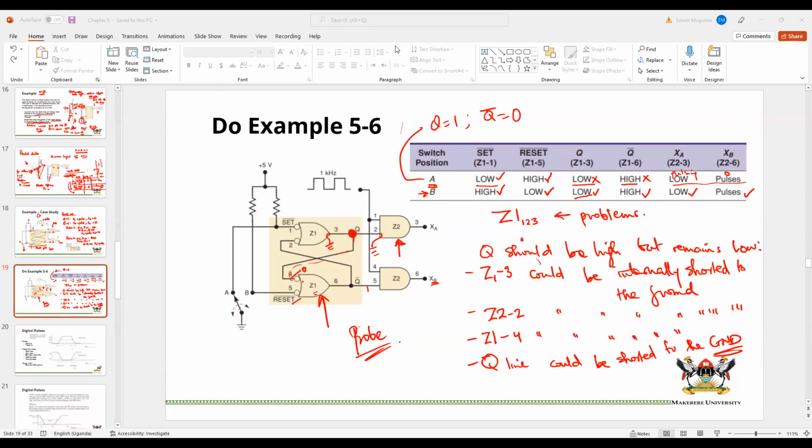The many people who chose S equals 0, R equals 1 obviously confused this with a NAND gate latch, but I actually mentioned that when we say SR latch, we mean the NOR gate latch. I mentioned it in this lecture. Okay, let's carry on.